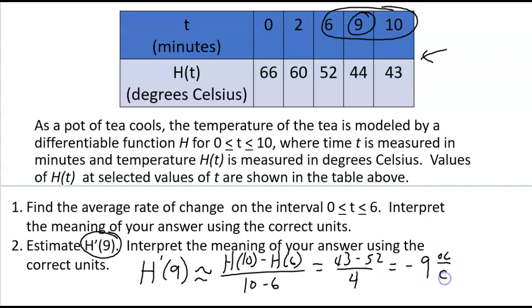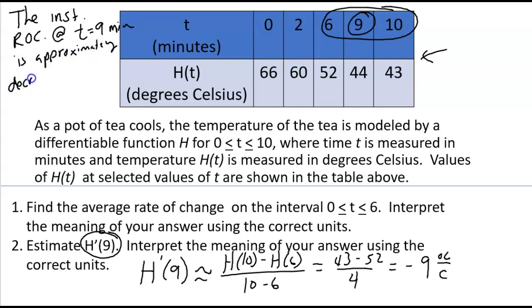And that's once again in degrees Celsius. And now here's how I would interpret this one. I would say that the instantaneous rate of change at t equals 9 minutes is approximately, because I'm estimating it, decreasing at a rate of, that was supposed to be 9/4, sorry, 9/4 degrees Celsius per minute. There's my input units, there's my output units, and the context.